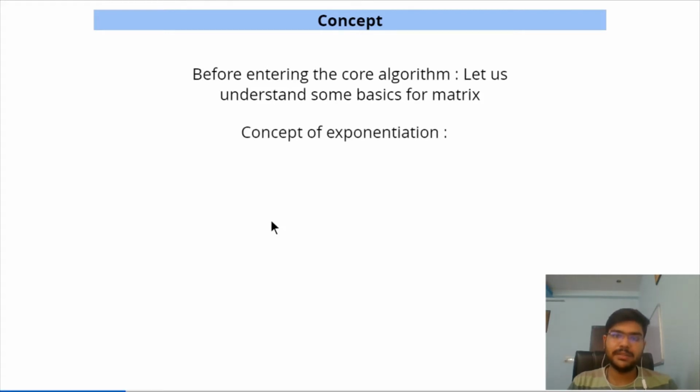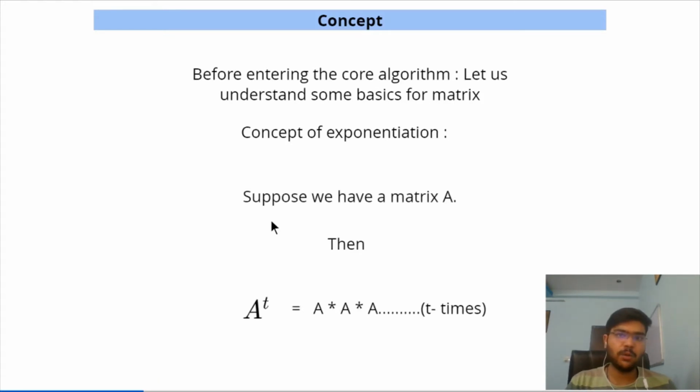The second concept is exponentiation. What is exponentiation? In simple terms, we are calculating the power of a matrix, right? If we have a matrix A, then A to the power t equals A into A into A, t times. It is a simple concept of exponentiation: if we calculate a power of some number, we multiply that number that many times. If we calculate 5 to the power 3, then we multiply 5 three times, 5 into 5 into 5. Similarly, if we are calculating the power of any matrix, that is A to the power t, then we'll multiply the matrix t times, right? This is the concept of exponentiation.